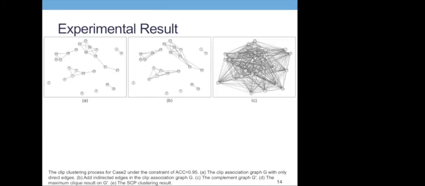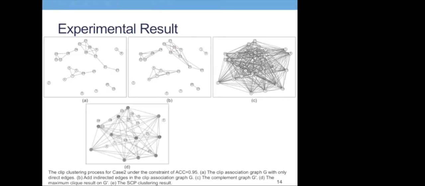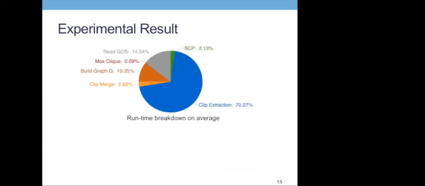The complement graph of the association graph is shown in figure C, and the connected clips in figure C cannot be assigned into the same cluster. We do maximal clique on the complement graph, and the result is given in figure D. Finally, the clustering result after solving the set covering problem is shown in figure E. Since the cluster number is equal to the number of clips in the maximal clique set, the obtained clustering solution is optimal.